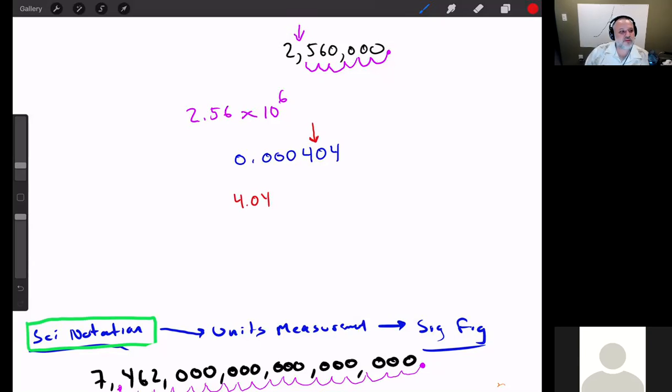I see that too, but let's count the number of spaces. If this is the spot that I want to put the decimal place, how many spaces over must I move it to get it there? Is it 6 spaces? 1, 2, 3, 4. So it's 4.04 times 10 to the negative 4.